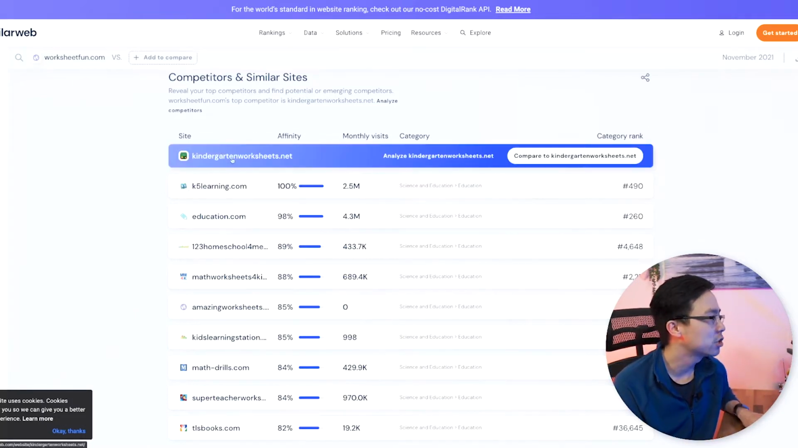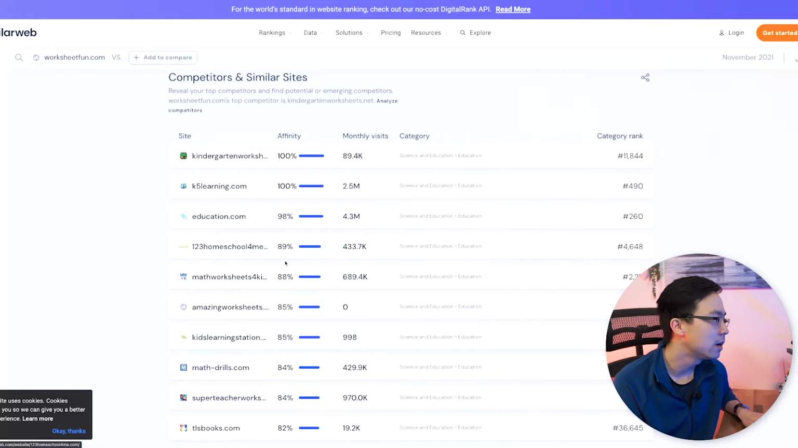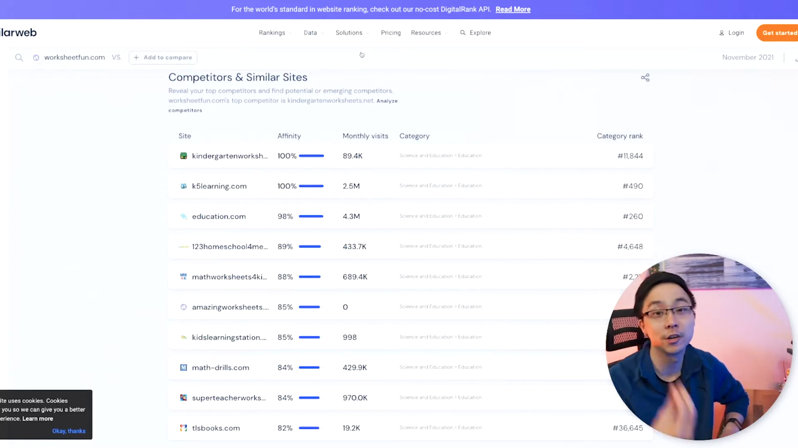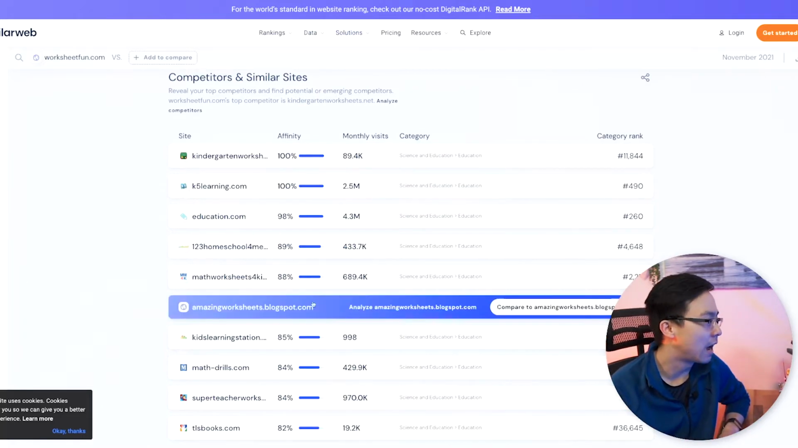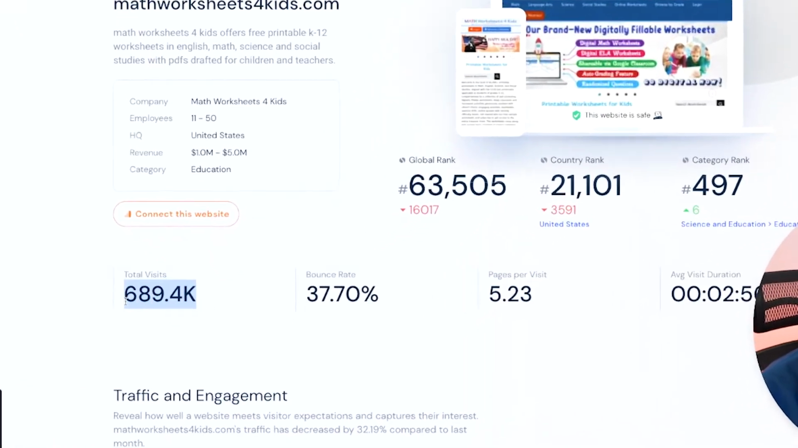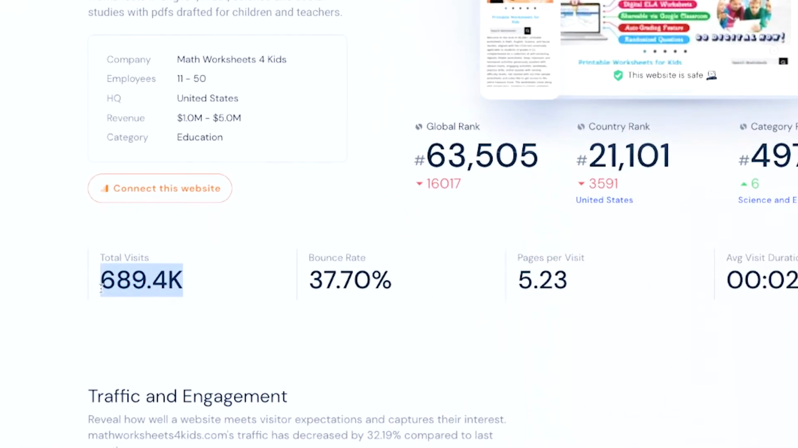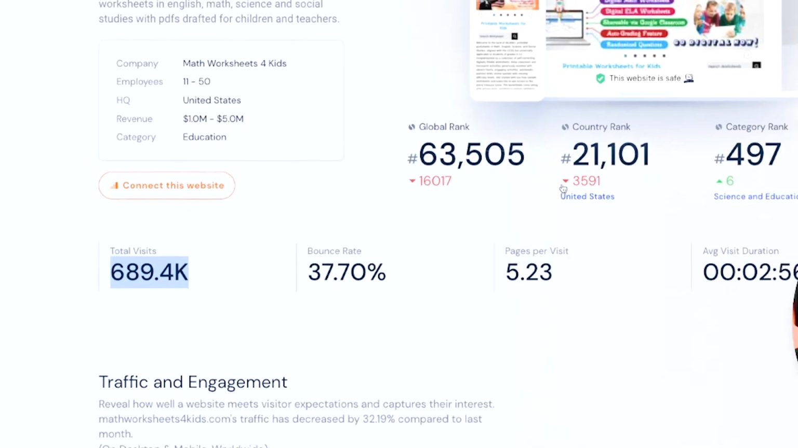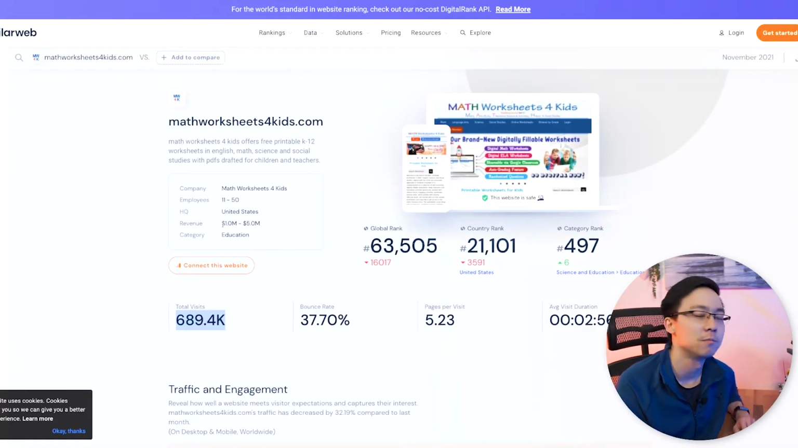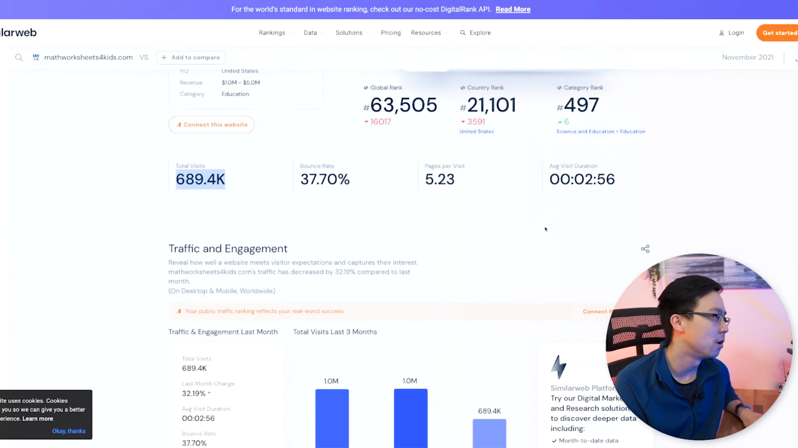So in this case, I can actually click into some of these other websites as well. And what I'll probably see is some of the other juggernauts that are in this space that are tackling this worksheet approach towards the education world. I'm really intrigued by mathworksheetsforkids.com because they're saying that there's around 690,000 monthly visits to this website. So if I just go ahead and look at this, just from a high level, the revenue estimate from SimilarWeb is $1 to $5 million, and it's in the top 500 of all of education.